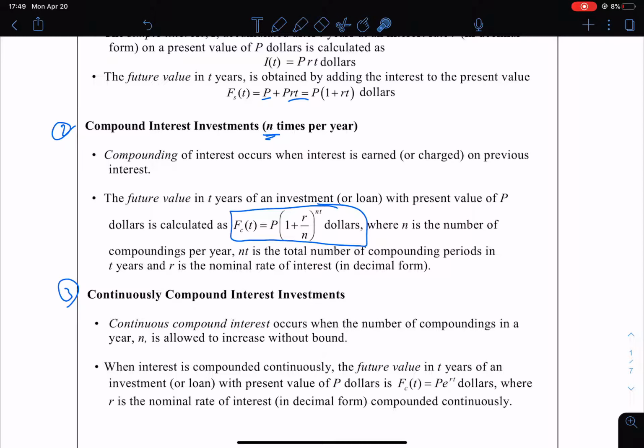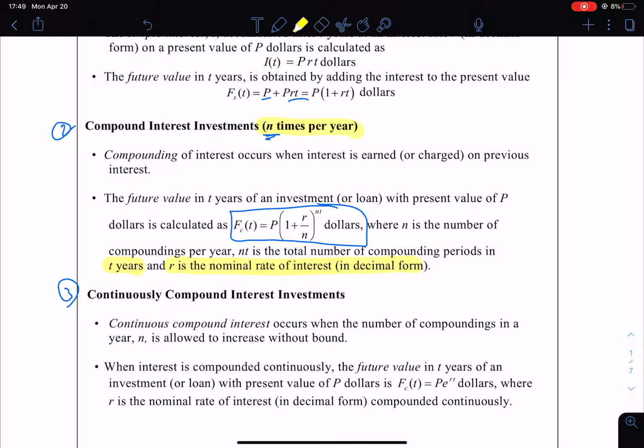And n here just means n times per year. And t is in years, t years. And R is the nominal rate of interest. It must be in decimal form. So this is the second. n just means n times per year.